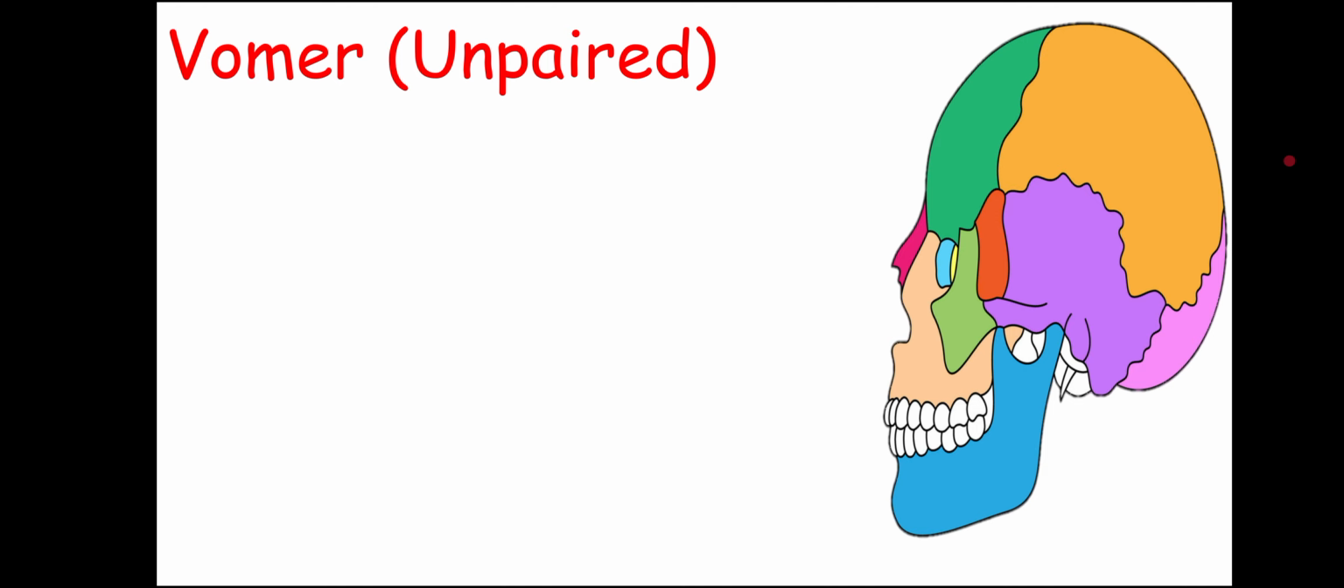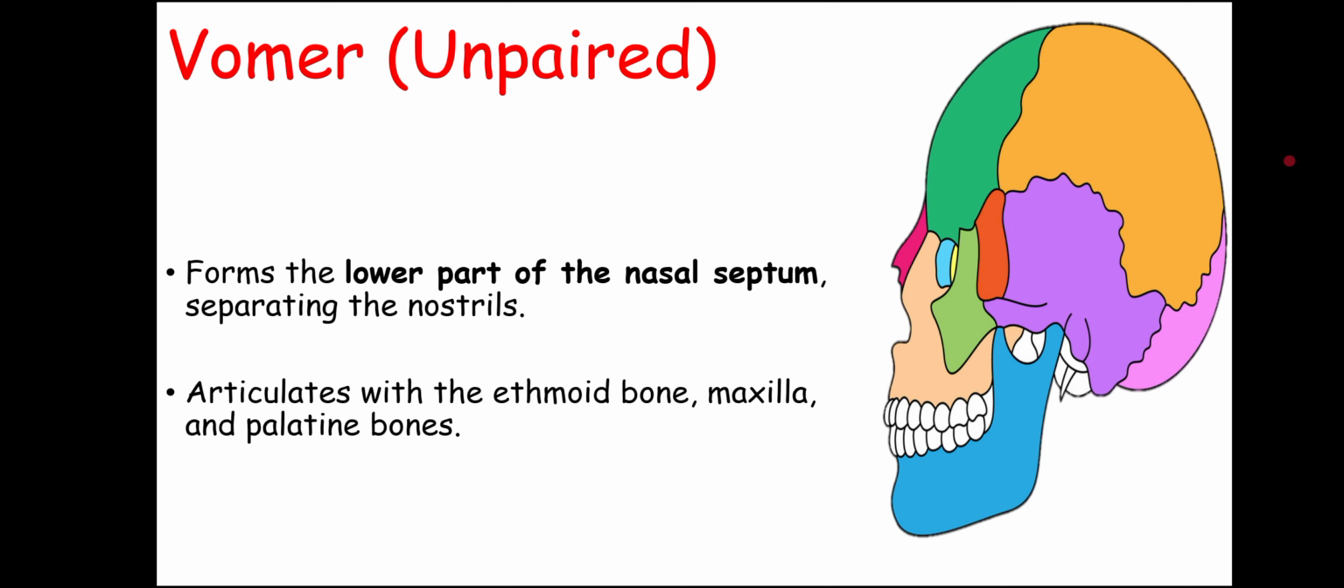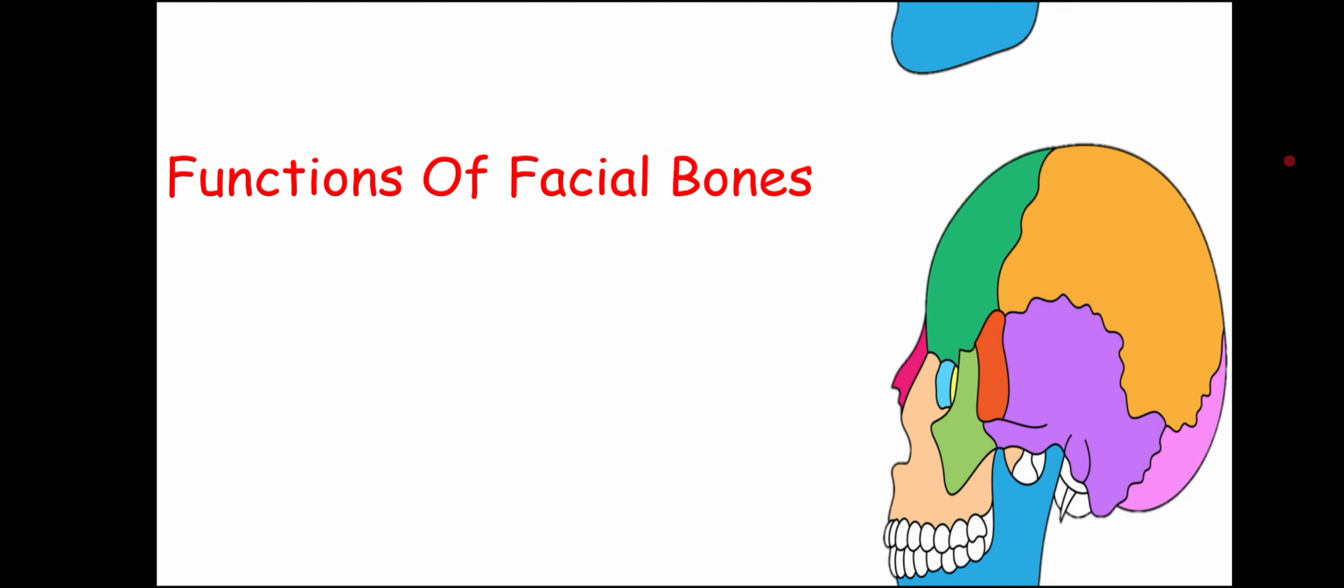The next bone we have is vomer that is unpaired bone and it forms the lower part of nasal septum separating the nostrils. It articulates with the ethmoid bone, maxilla and palatine bone.